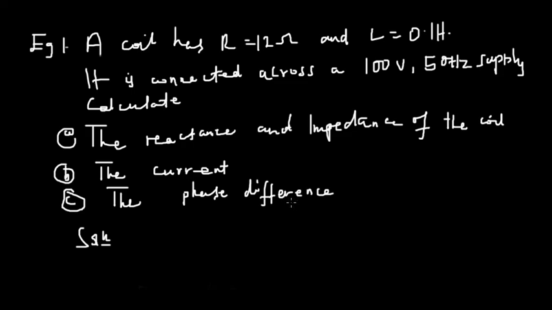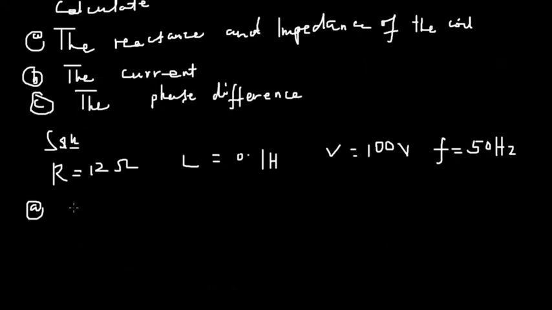This question is actually very simple, so let's look at how we go about the solution. First, you need to write out all the parameters you've been given. So we've been given a resistor of 12 ohm, an inductance of 0.1 Henry, and a voltage of 100 volt.